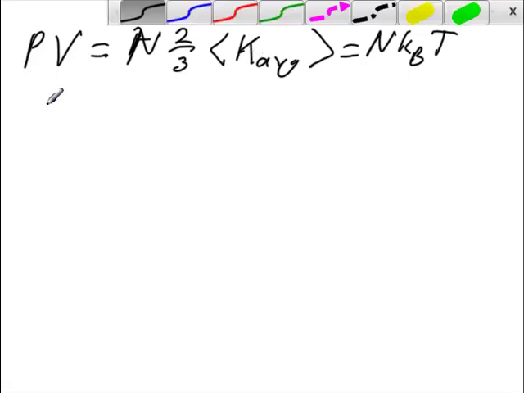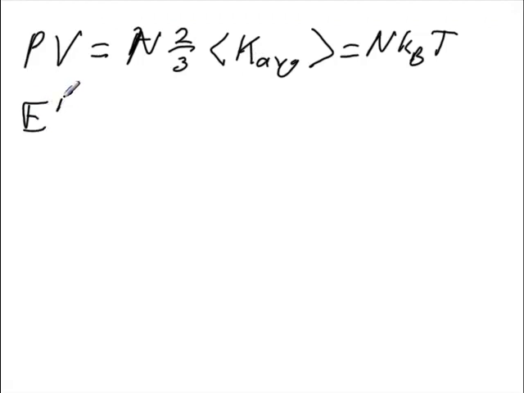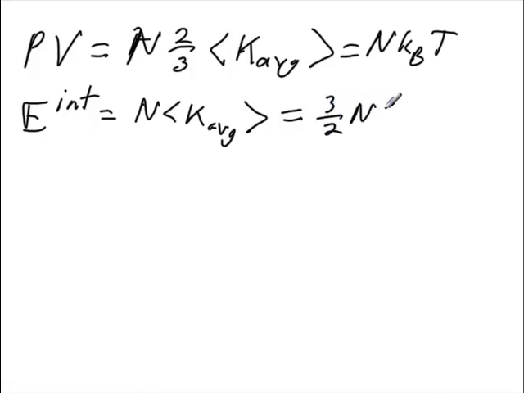In other words, E internal is equal to N K average, which is equal to 3/2 N K Boltzmann T, which is also 3/2 n, that's a little n, R T. So the energy only depends on the number of moles present and the temperature.